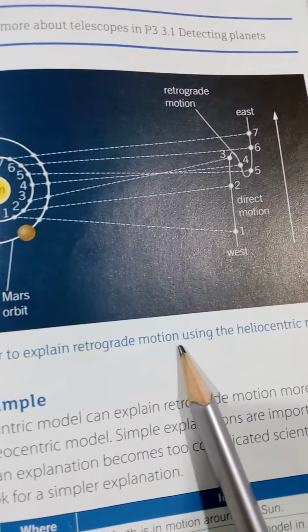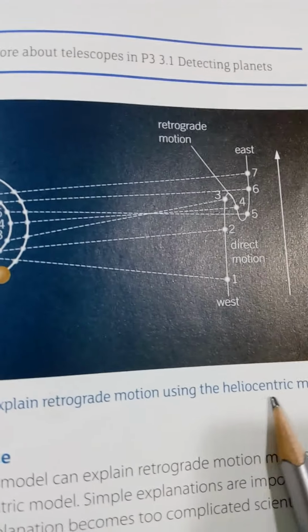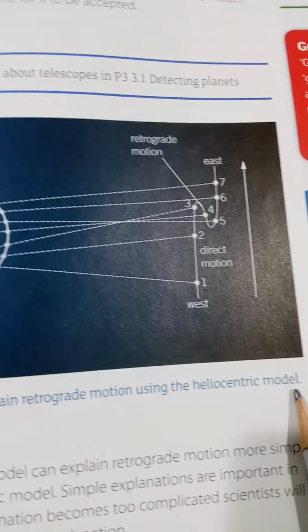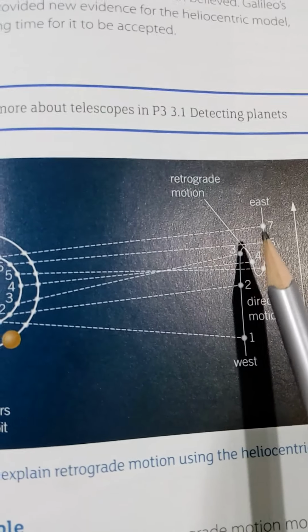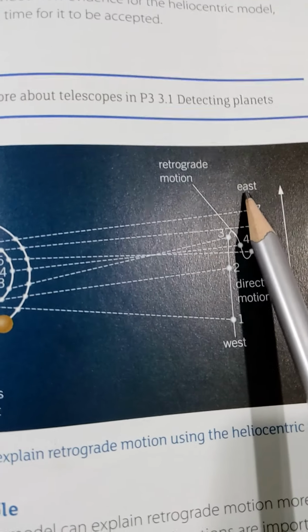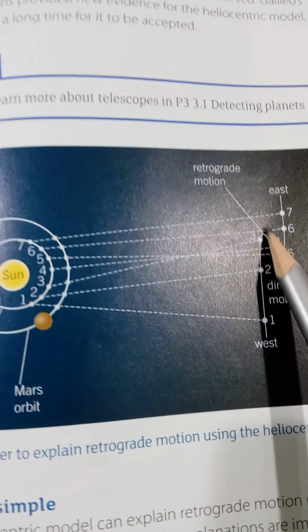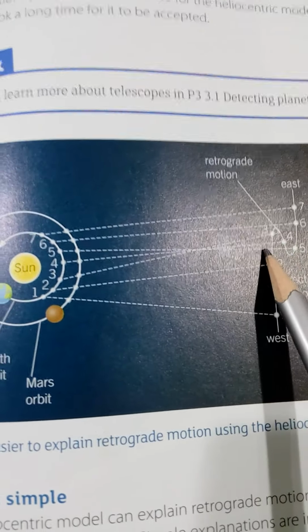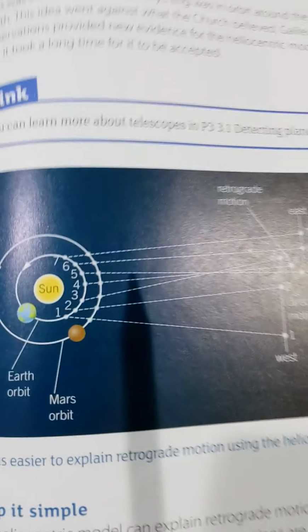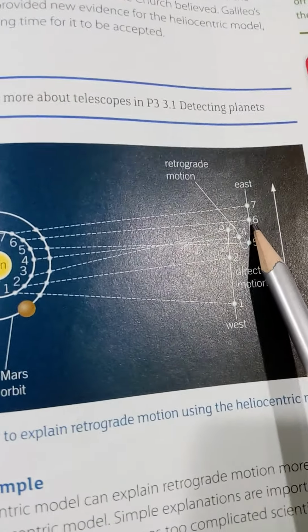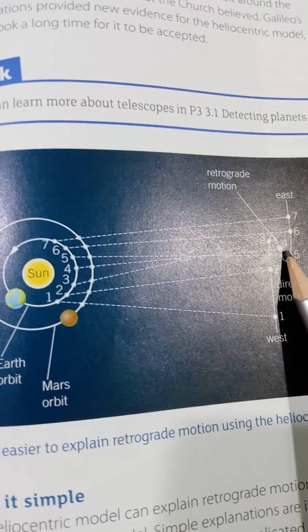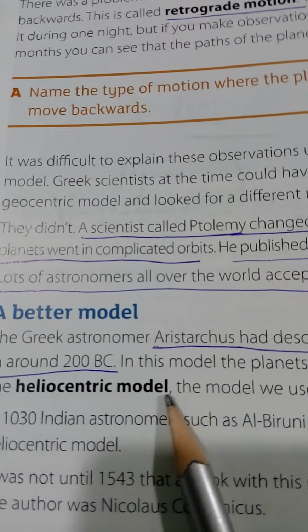This is it. We said it is easier to explain retrograde motion using the heliocentric model. Okay, so if you look at the retrograde motion, this is it. You see, this is east, and like we described it, it is the motion that looks as if the planet is moving backwards. Okay, basically this is what you mean by the retrograde motion.